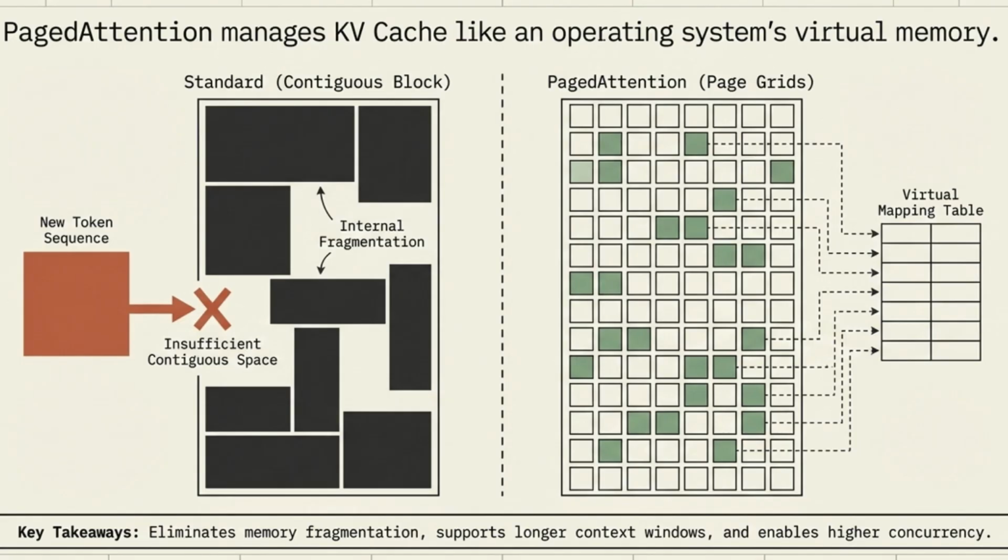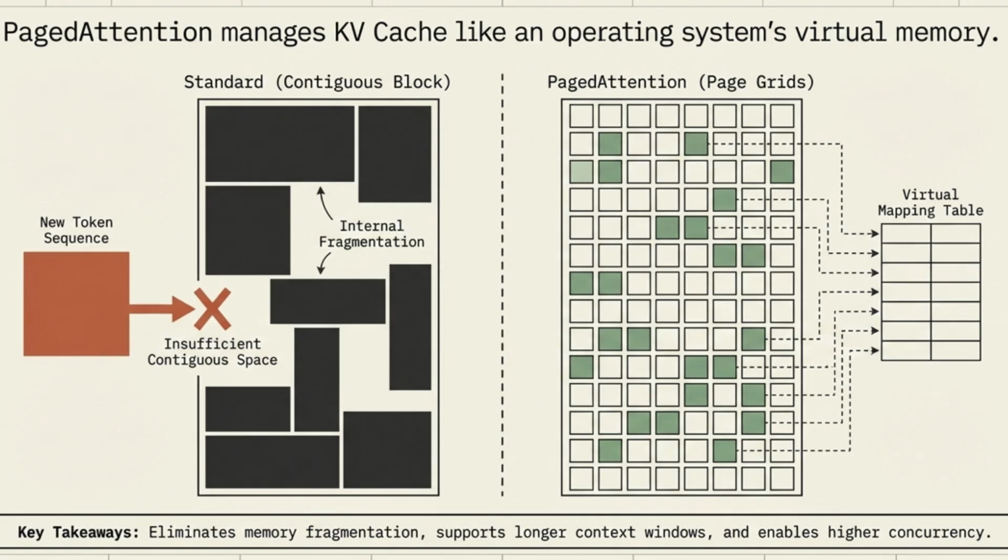Paged attention fixes this. It breaks the KV cache into fixed size pages and slots them into any available space, non-contiguously. Then keeps a virtual mapping table to track where everything lives. Same data, same computation, zero fragmentation. Longer context windows, higher concurrency. This is what vLLM is built on, and it's why vLLM became the default engine for production LLM serving.